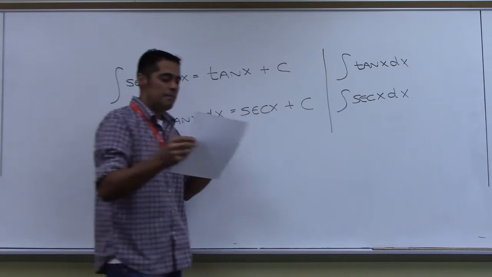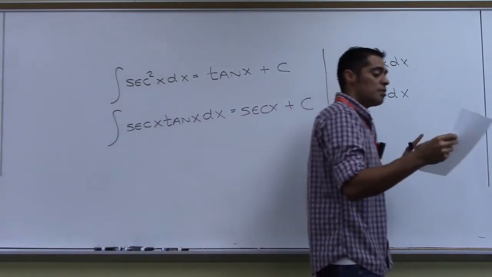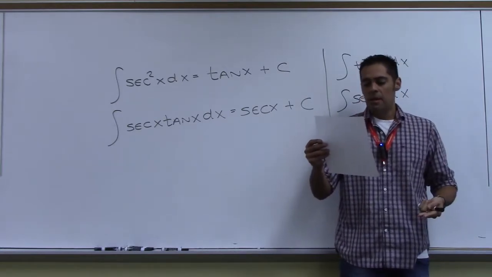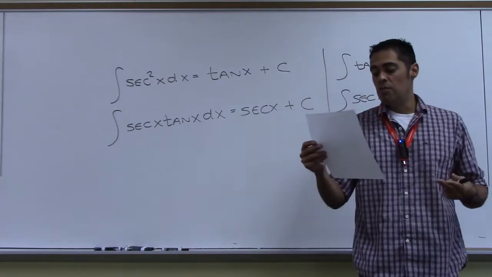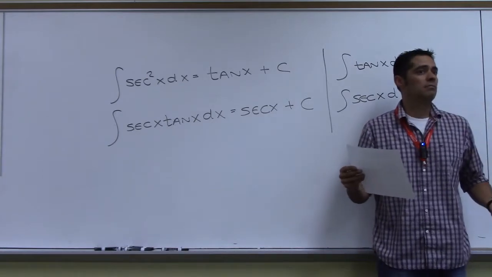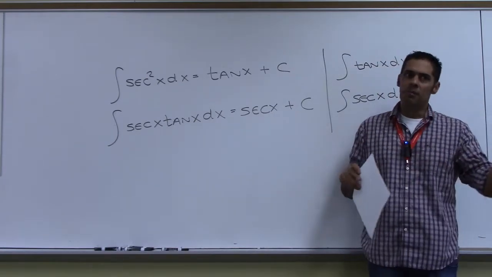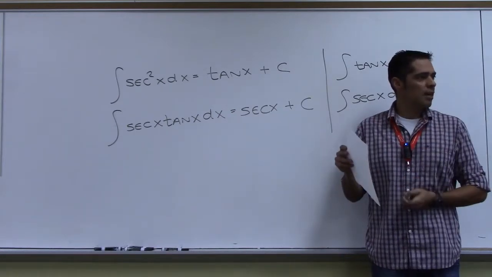The first one says what to do if you have the power of secant being even. The other strategy is what you do when the power of tangent is odd. All right? Those are the 2 strategies. I give you 2 examples. Each example is an example of one of those strategies.